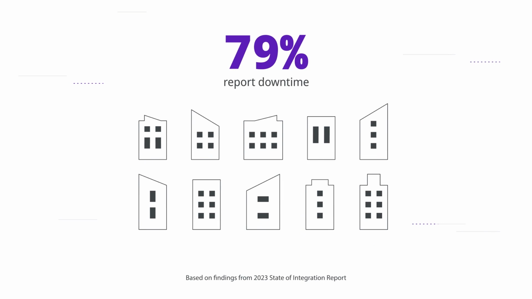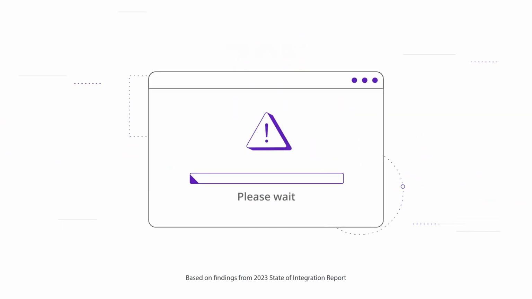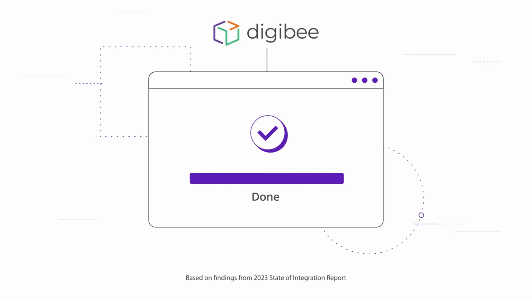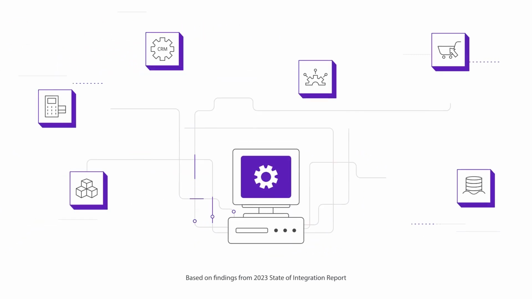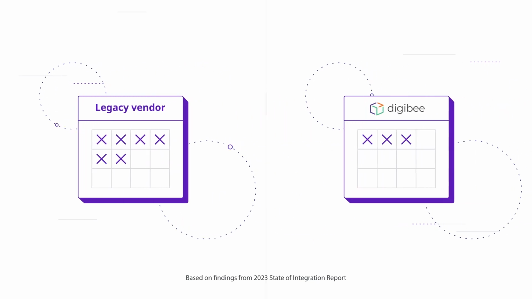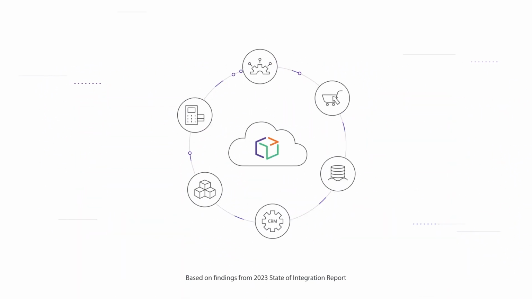79% of organizations report downtime with integration implementations. Downtime can be eliminated with Digibee. Legacy vendor integrations average 6 months. Digibee cuts that to 3 months, even for complex integrations.